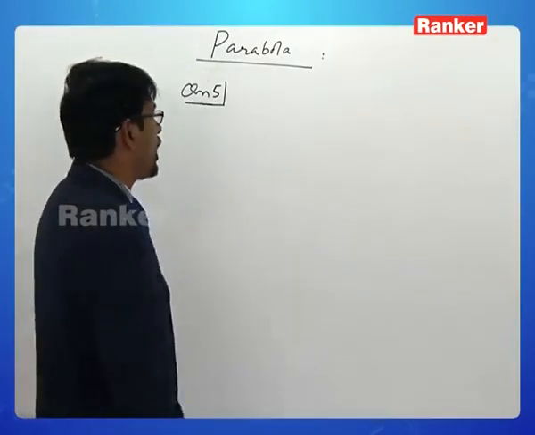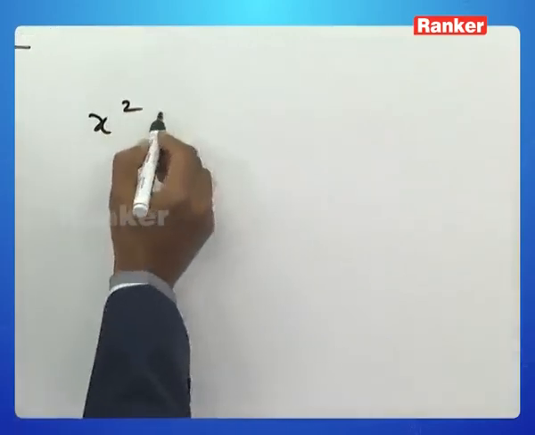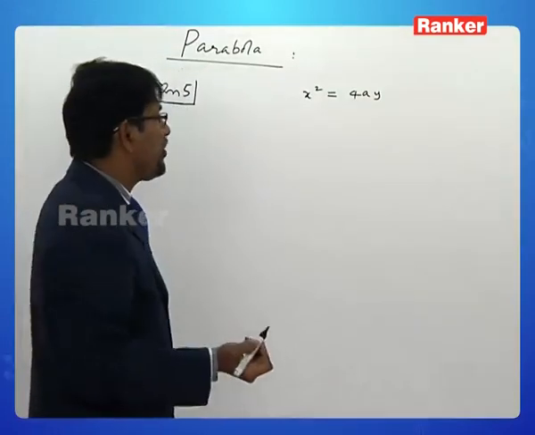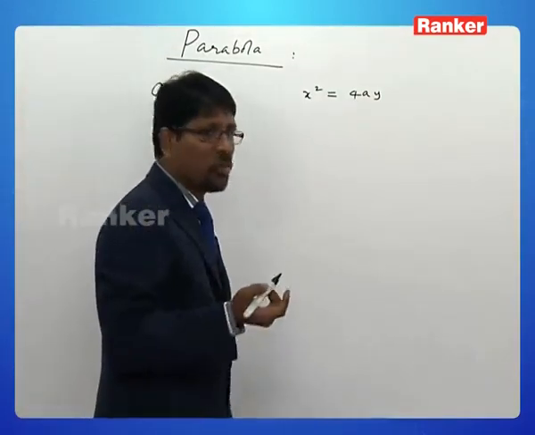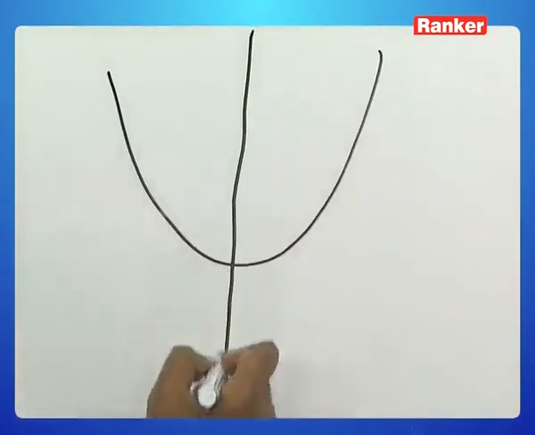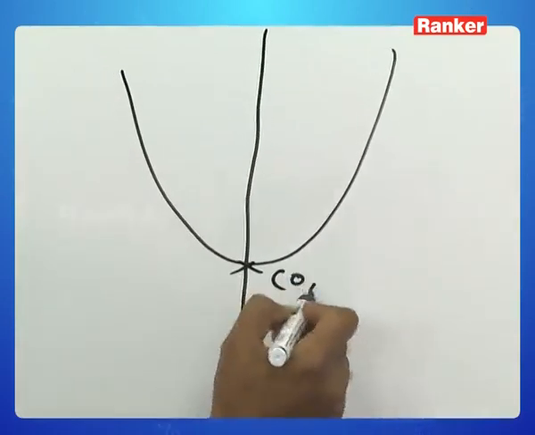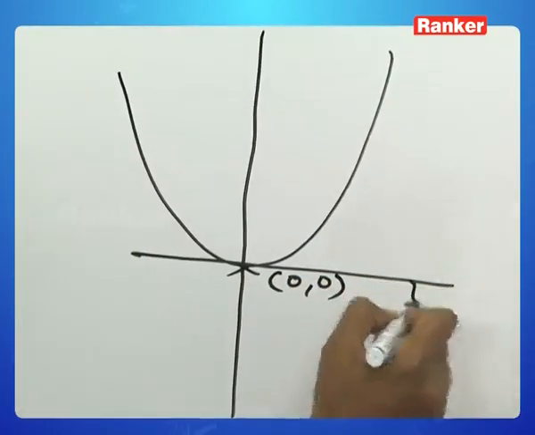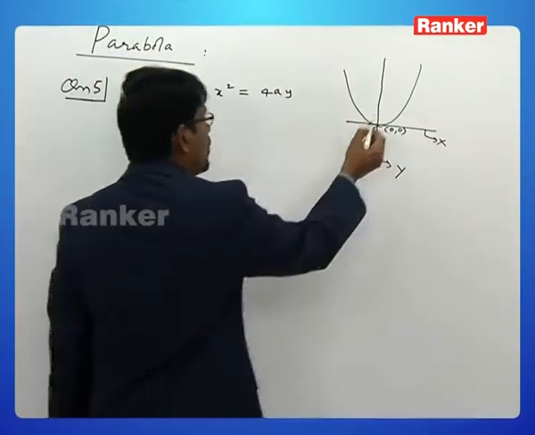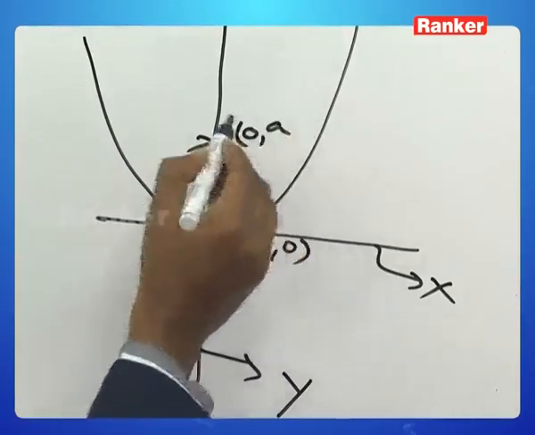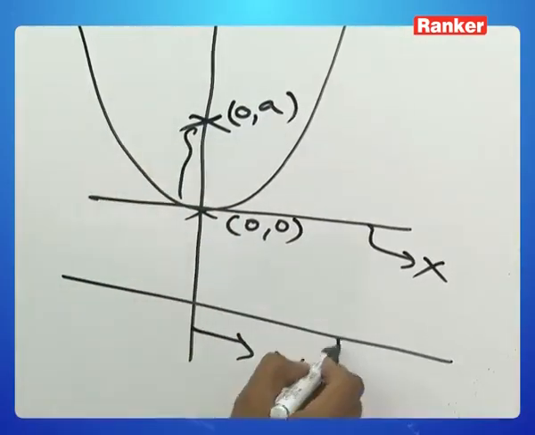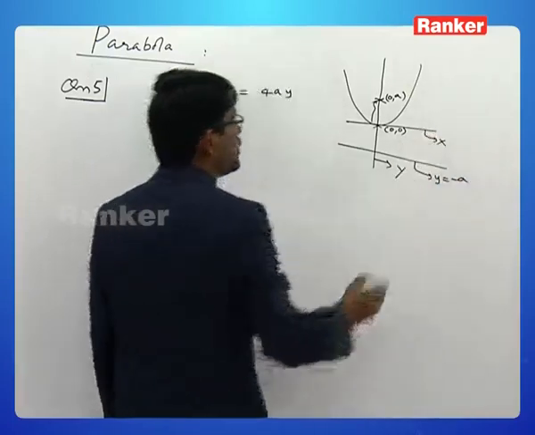Now let's have a look at this. X square equal to 4ay in general is a standard form of a parabola whose axis is the y-axis, and the vertex is the origin. The tangent at the vertex will be the x-axis. The focus is (0, a) for this, and the directrix will be y equals minus a.